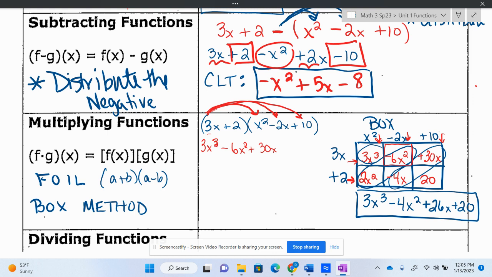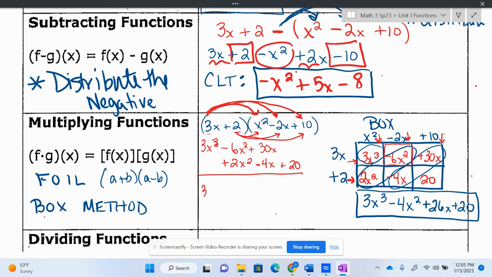And then I'm going to go across the bottom with the 2. So I'm going to take 2 times x squared, which is a positive 2x squared, 2 times negative 2, which is negative 4x, and 2 times 10, which is 20. And I stack them up. You could go linearly, but I like to stack them. That just helps me process. And then I'm just going to add those terms together.